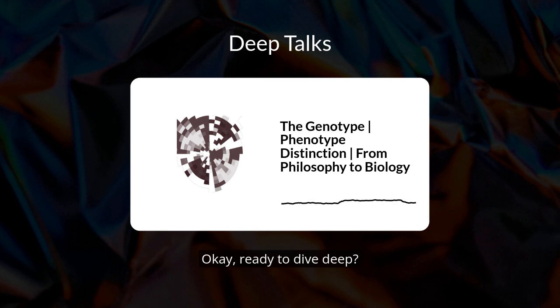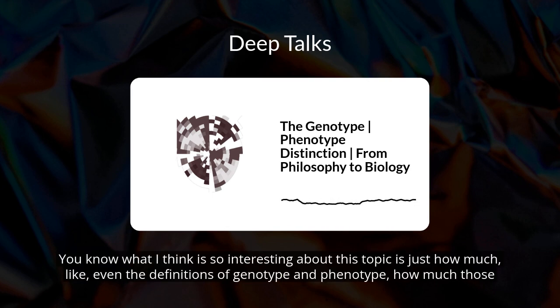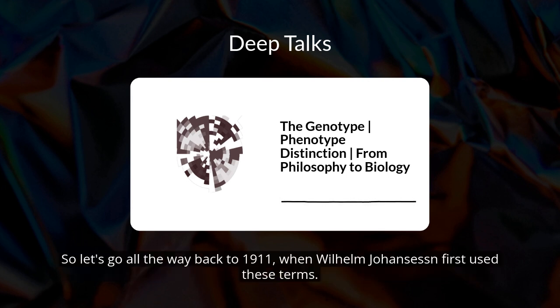Okay, ready to dive deep? Today it's genotypes and phenotypes. And I think even for a philosopher, this is going to be really interesting. Yeah, you know what I think is so interesting about this topic is just how much even the definitions of genotype and phenotype have changed over time. So let's go all the way back to 1911 when Wilhelm Johannsen first used these terms.